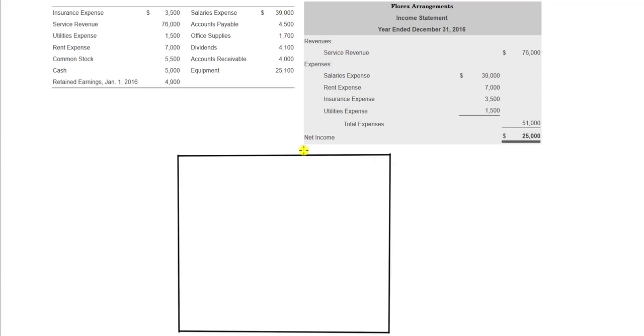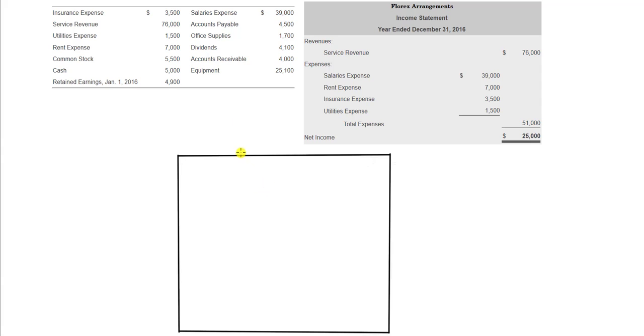Okay, let's prepare a statement of retained earnings for Florex Arrangements. This is Florex's income statement for the year ended December 31st, 2016. So we're going to prepare a statement of retained earnings also for the year ended December 31st, 2016. So for the entire year of 2016, because remember, a statement of retained earnings, you have to specify what period you are referring to. As of this date, you have these account balances. Okay, so let's get started.